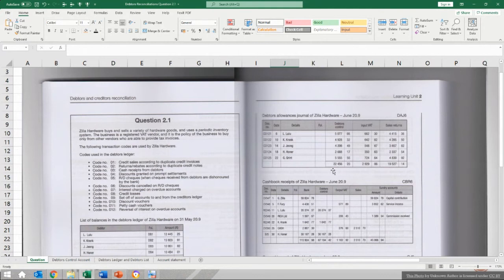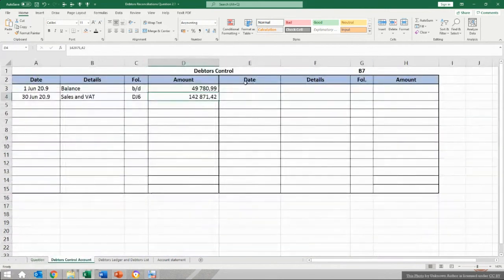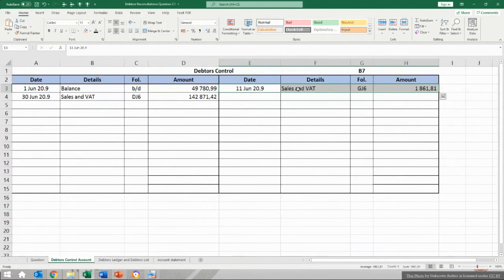Similar, we take the debtors control account, but let's see, it's sales returns and input VAT. So that means on our credit side, we will account for it, and then we say it's sales and VAT. Sorry, this should be 30 June, not 11. Sales and VAT, and we put the total amount.